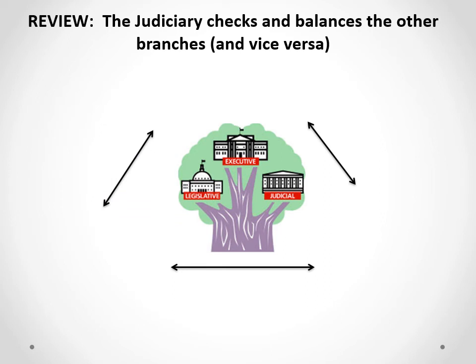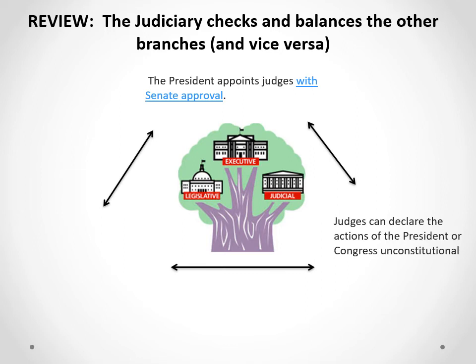Okay, let's review the judiciary's checks and balances on the other branches and vice versa. So the president appoints judges with Senate approval. These judges can declare the actions of the president or Congress unconstitutional. That's their power. And the Senate can block the president's appointments. If you want to see an example of the Senate trying to block the president's appointments, you can click on this link here. That's some highlights from the Brett Kavanaugh confirmation hearings. And you can see it got very tense.